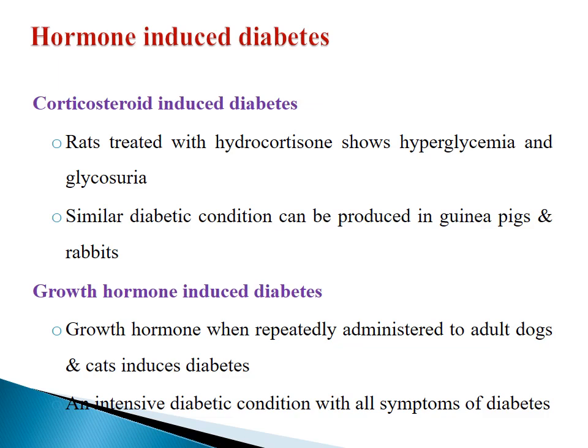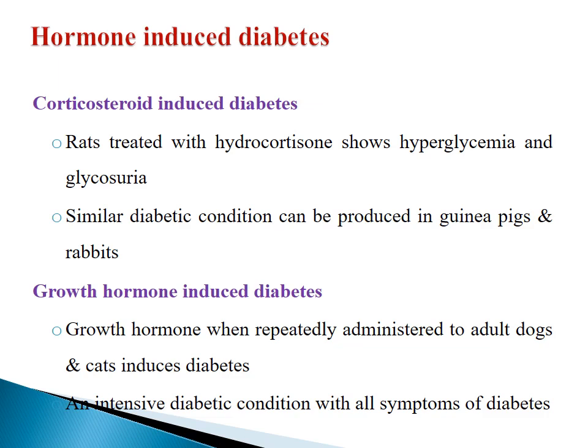Corticosteroid and growth hormones can be used for induction of diabetes. In the corticosteroid-induced diabetic model, rats are treated with hydrocortisone and they show hyperglycemia and glycosuria. Similar conditions can be produced in guinea pigs and rabbits also.